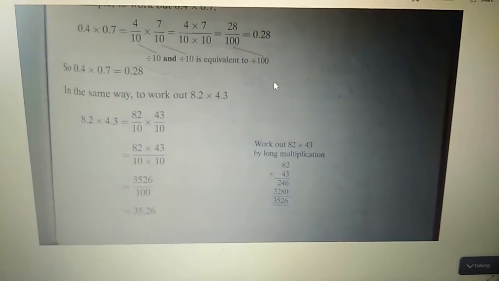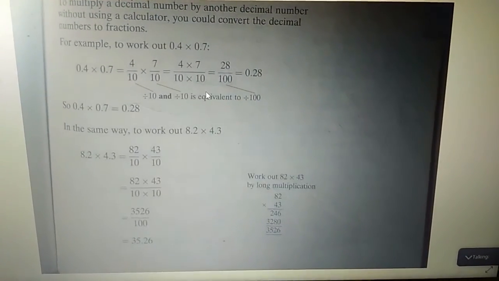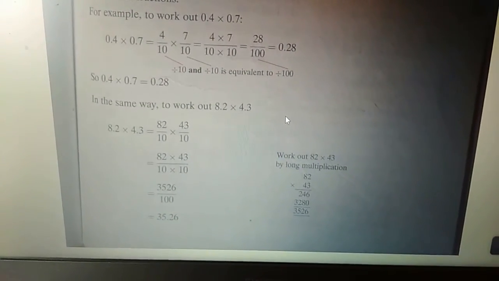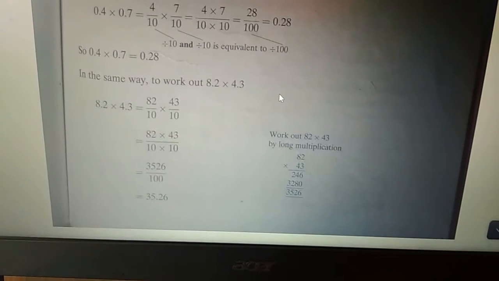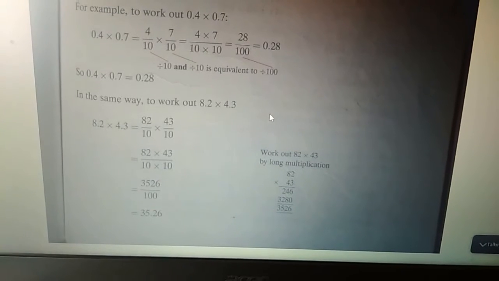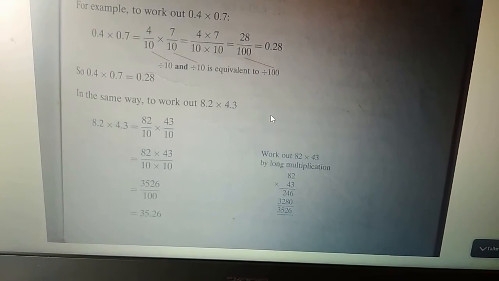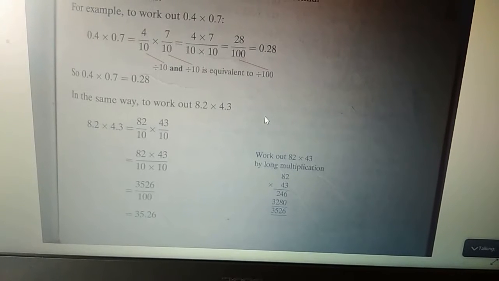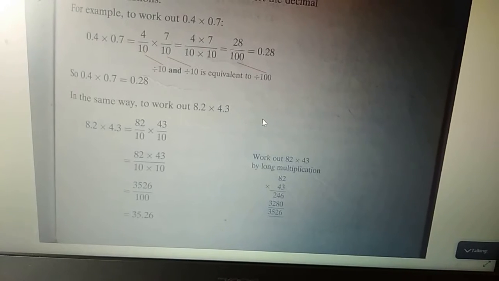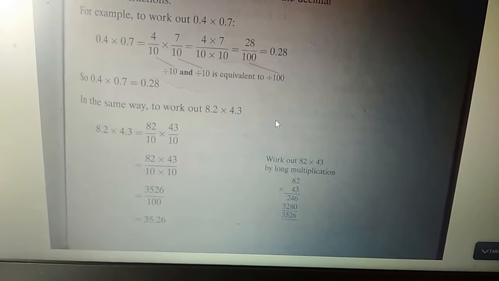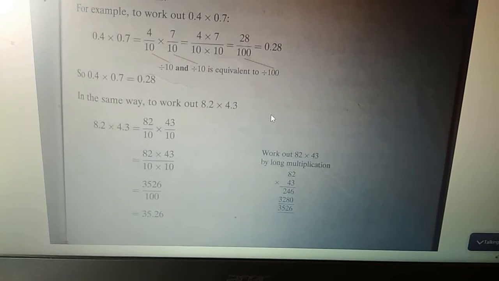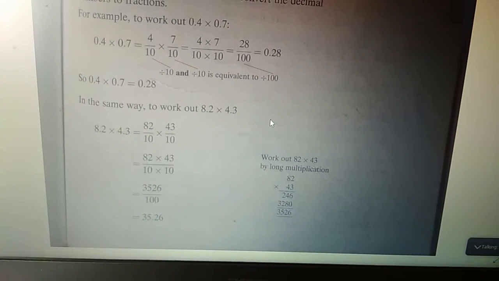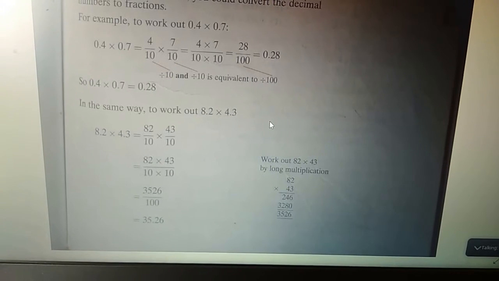Okay, now we will look at another type of the same thing, where they are solving it in a different way. If you look closely at this problem, it says 8.2 multiplied by 4.3. What they are doing is converting these decimal numbers into fractions. We have learned this in a previous chapter, fractions. So 8.2 has become 82 divided by 10, and 4.3 has become 43 divided by 10.